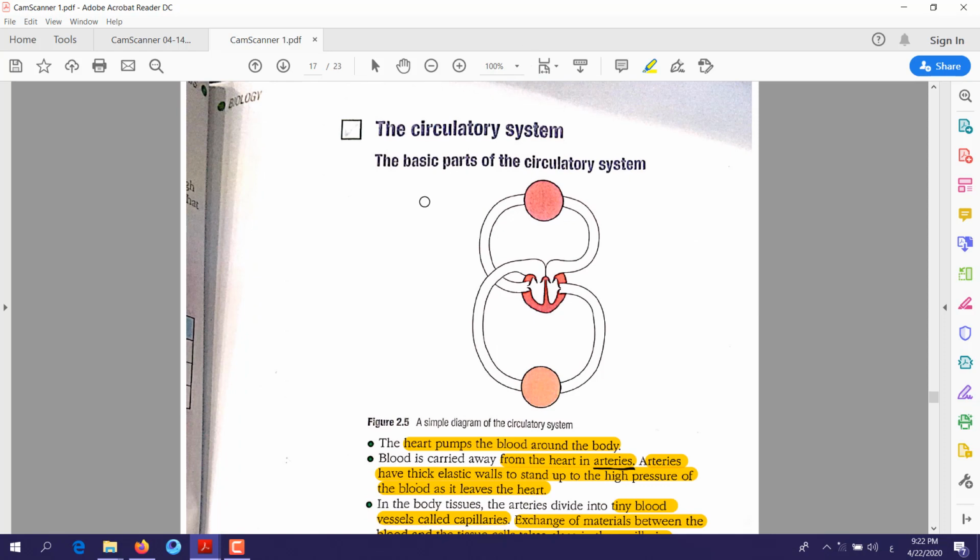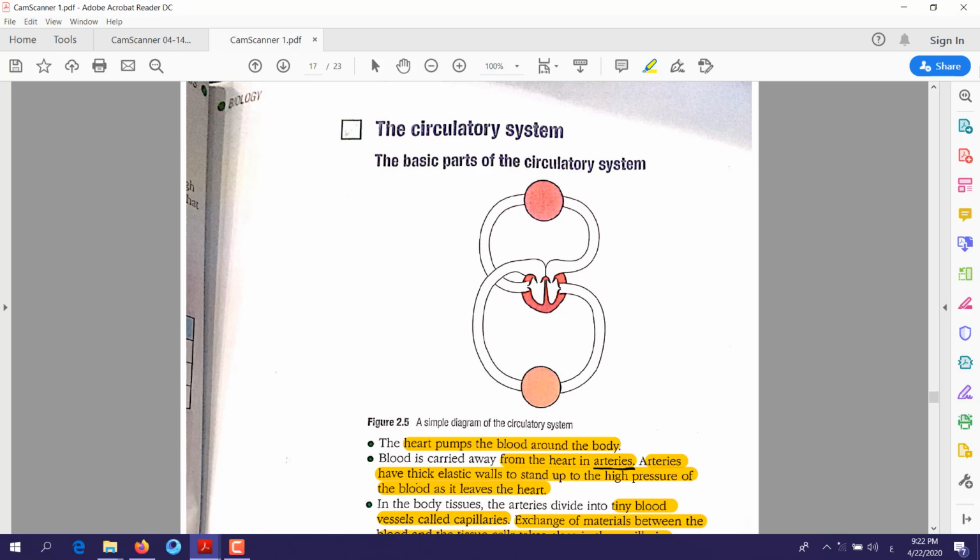The circulatory system. The basic parts of the circulatory system. Firstly, the function of the circulatory system. The main function of the circulatory system is what? It's to circulate blood around the body. Now, this process of circulating blood around the body will happen within some organs. So some organs will be needed to do this function.